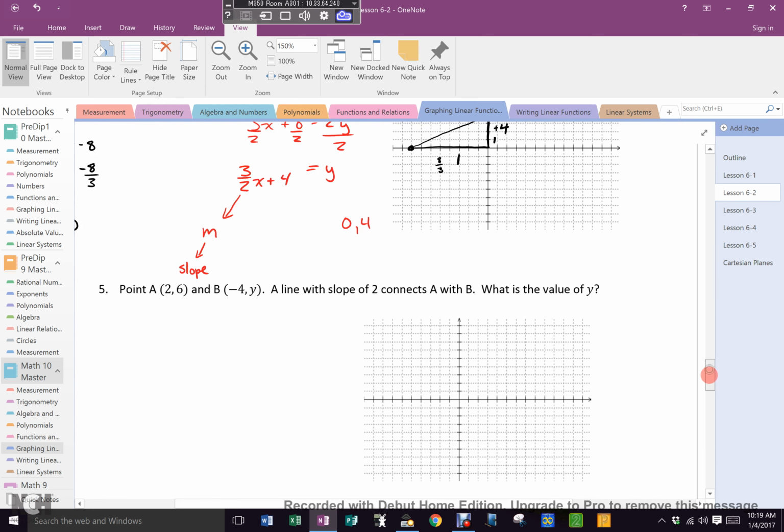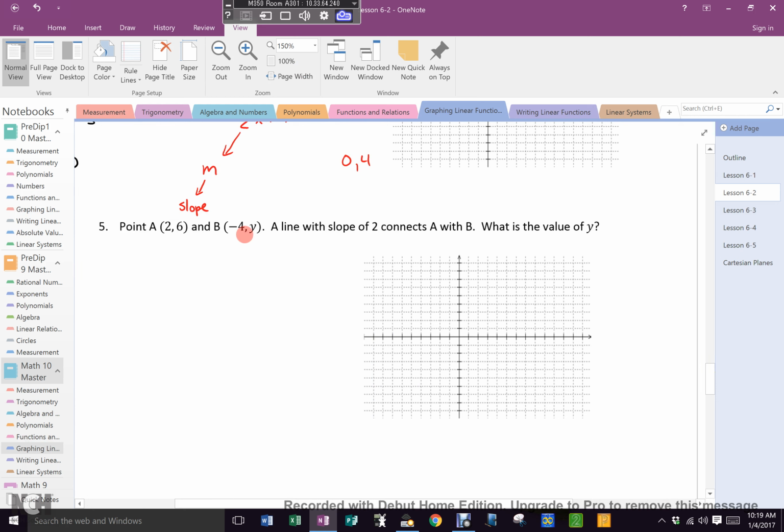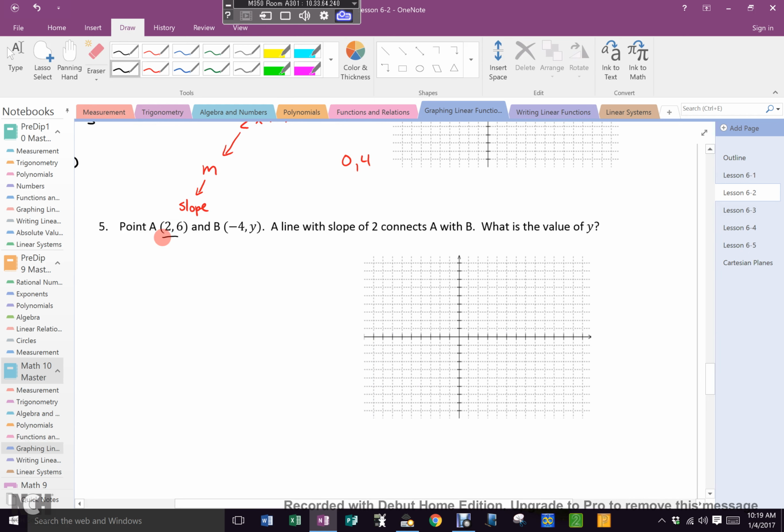All right, let's look at 5. 5 is very easy to solve on the graph, isn't it? Where is point A? 2, 6. Over 1, 2, up 1, 2, 3, 4, 5, 6. Everyone agrees? Okay. Now I need to get out to negative 4y, and it's got a slope of 2. So that 2 in a slope is 2 over 1, correct? And it's rise over run, right? So if I go down 2 and over 1, does that give me a slope of 2?